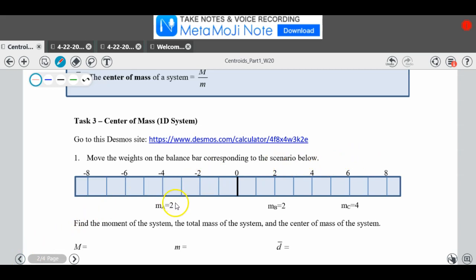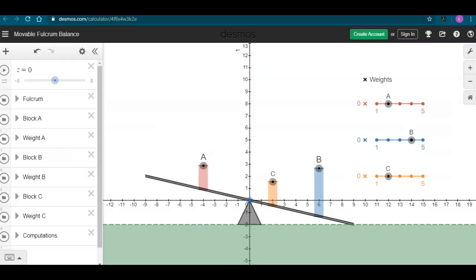So this is my scenario right here. I have a mass of 2 at negative 4. I have a mass of 2 at 2, a mass of 4 at 6. And what this website is going to allow you to do is change the weights or the masses over here. You can drag where they're at by just dragging the top of the point. And this one, we can also drag this fulcrum around. So we'll drag that around in a second.